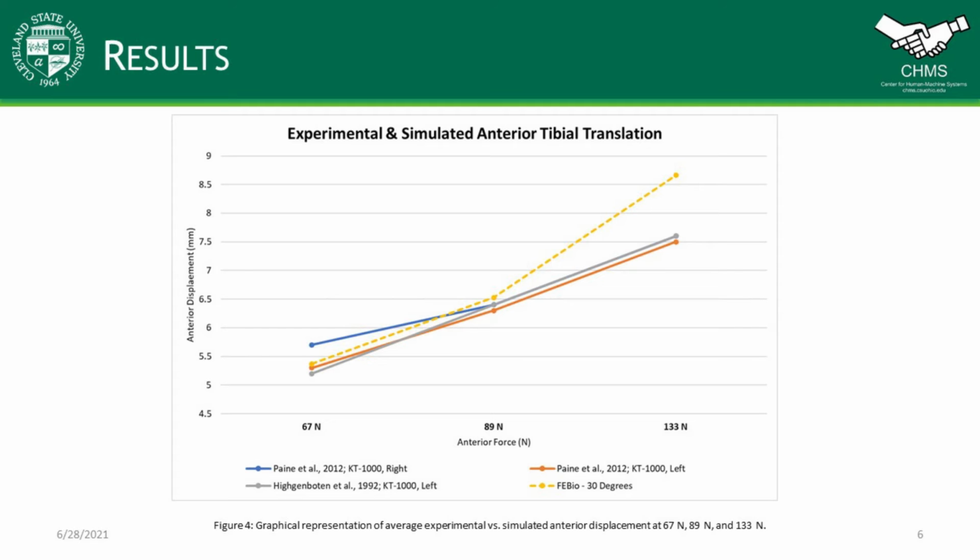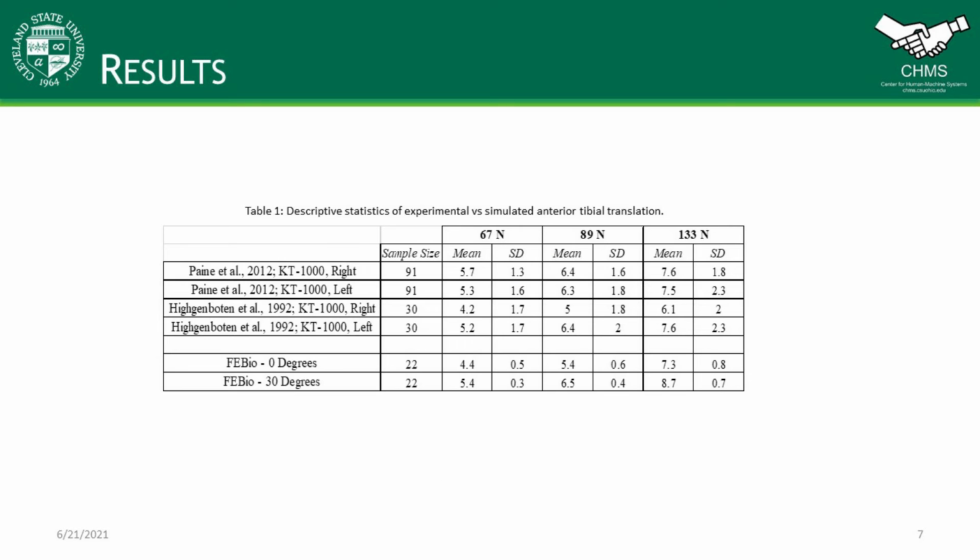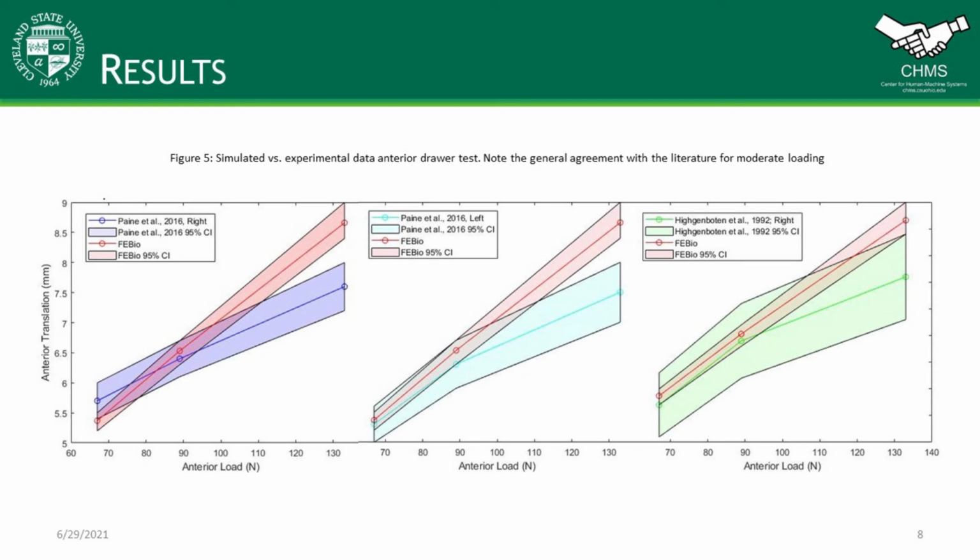Here is a graph that shows the measured anterior tibial translation for each force. The dashed lines represent the simulated anterior drawer tests that were performed using FEBio, compared to data that was established experimentally in the literature. Table 1 and Figure 5 show the descriptive statistics of the experimental versus the simulated anterior tibial translation, in addition to the 95% confidence intervals that were calculated in order to compare the experimental versus simulated data ranges. From the 95% confidence intervals, it can be observed that simulations run at 67 and 89 newtons produced intervals that overlapped with the experimental data.